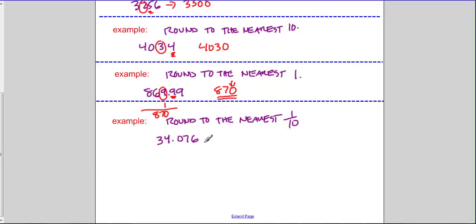Then round to the nearest 1/10. Well, the 1/10 place is this 0 here. That's a 7 behind it. That 7 means this goes up by 1, so I add a 1 to it. So this becomes 34.1.